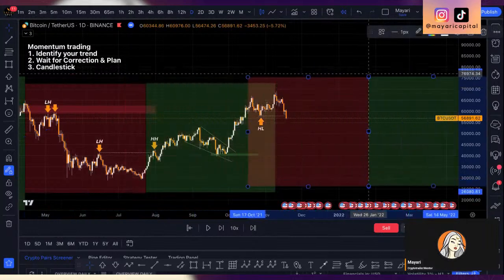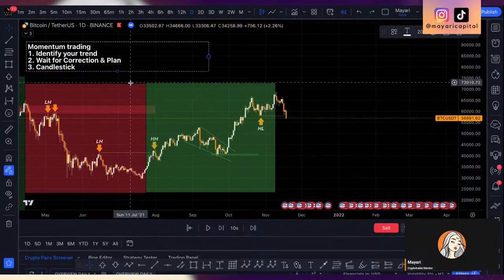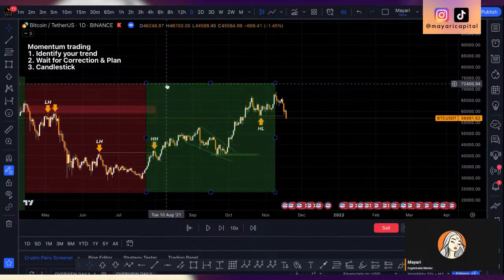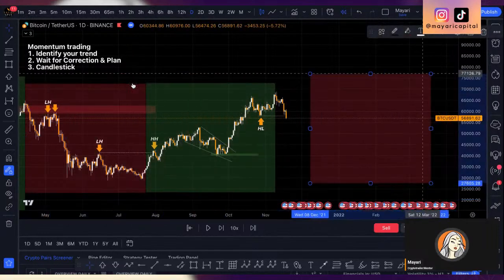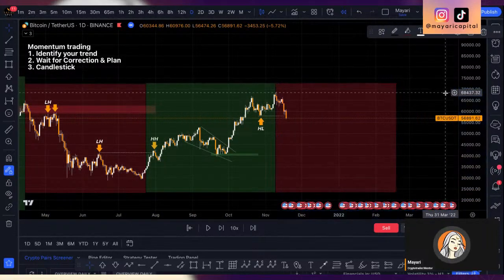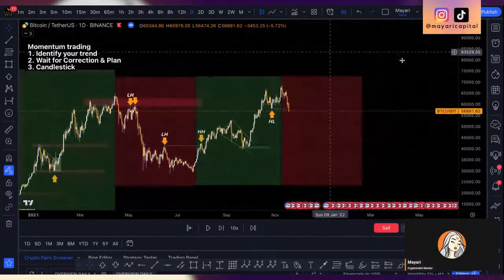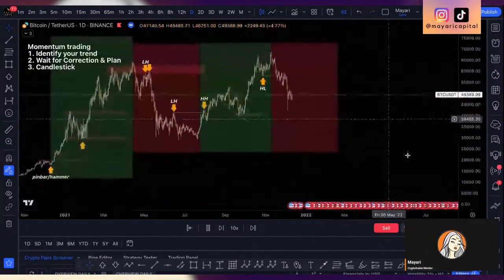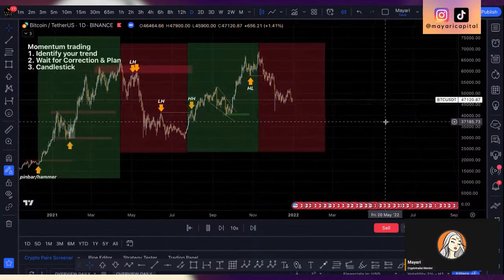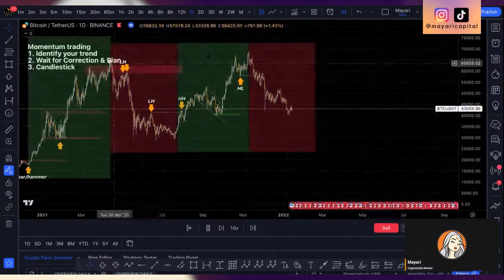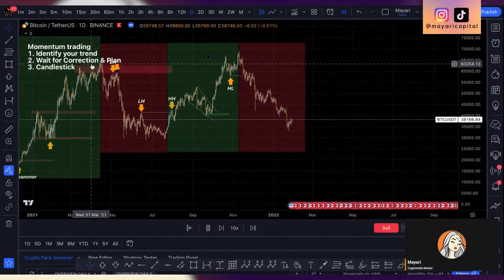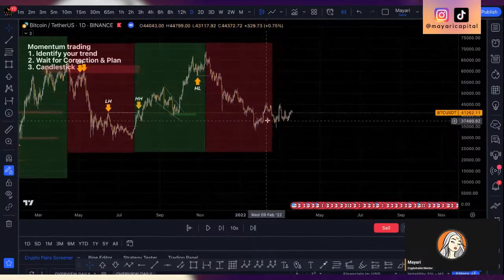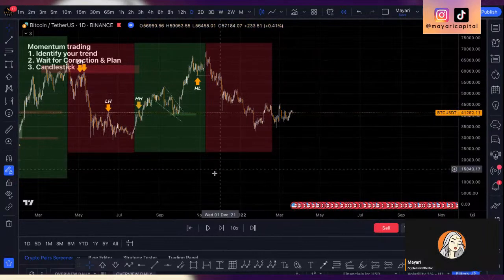Okay, so oops, one, two. Okay, now downtrend is activated. Okay, so downtrend, let me just show you what happened. So that's it. I want you guys to combine your trend, okay, downtrend, correction, and plan. Right now we have the correction. Can you see? Correction and plan.